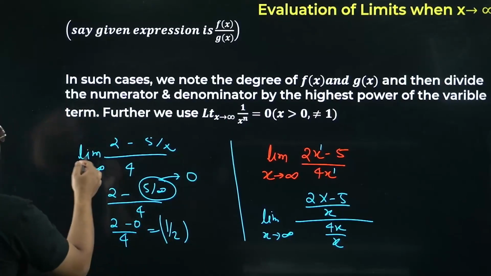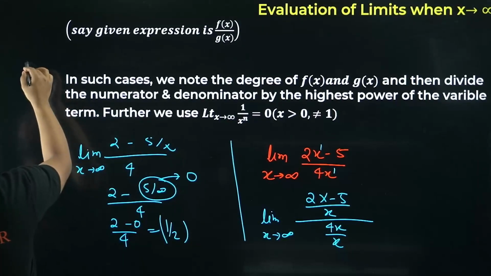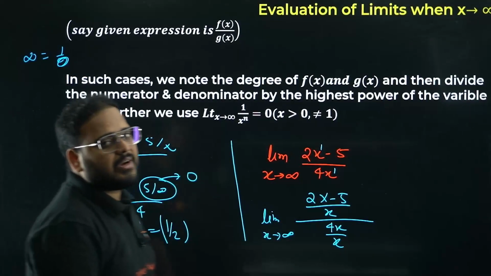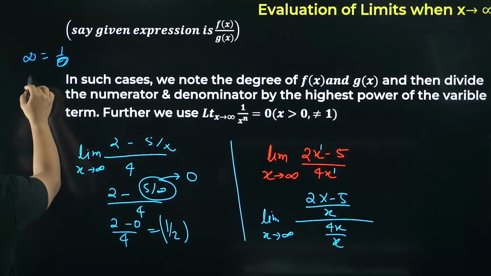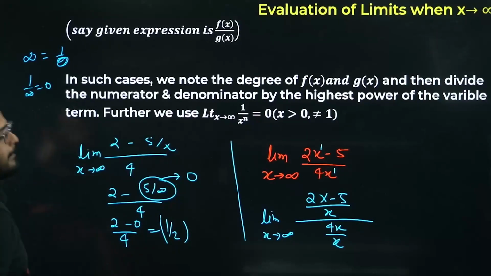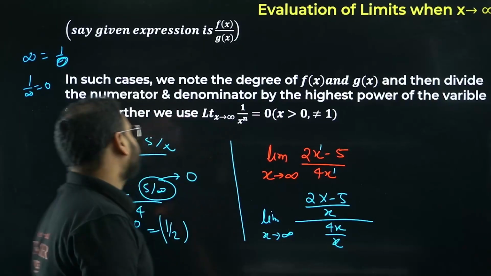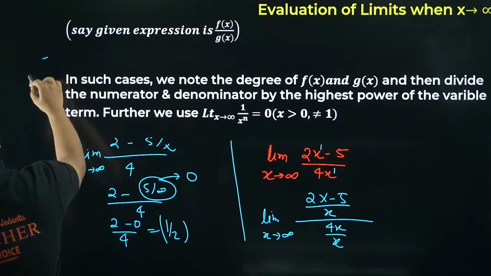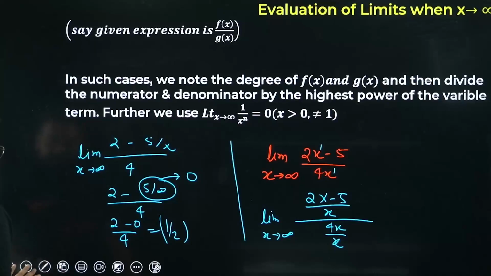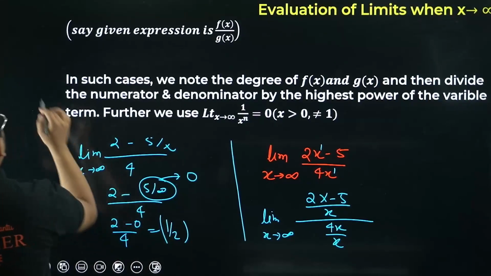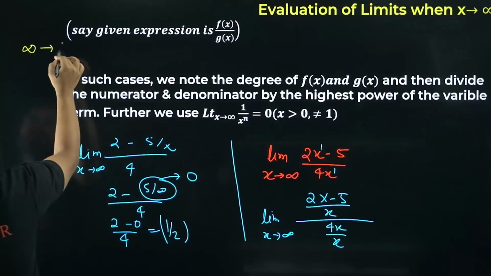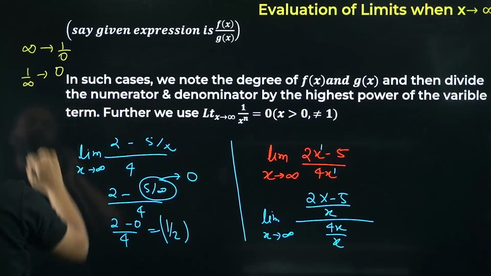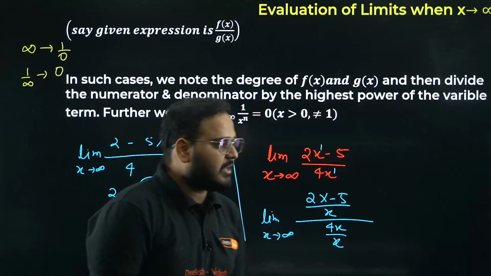How come? Please check. If I am writing 1 upon 0, what does it mean? It means infinity, right? If I am writing 1 upon infinity, it means 0 only. Correct? If you want, I can write it neatly for all of you. Very important, we're going to use this on multiple occasions. Very, very important: 1 upon 0 means infinity, and if I have 1 by infinity, what I mean is simply 0. Okay, have a look.